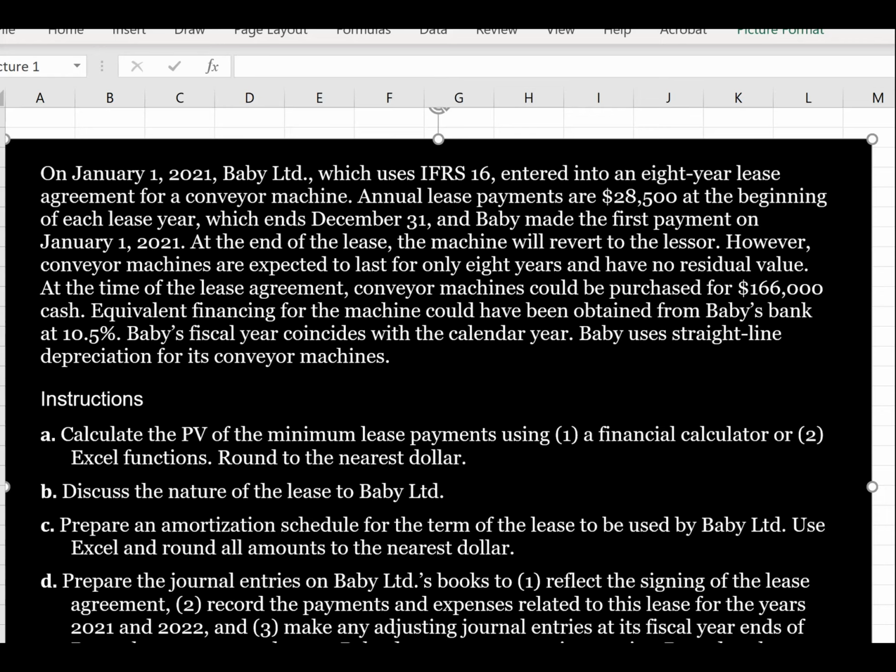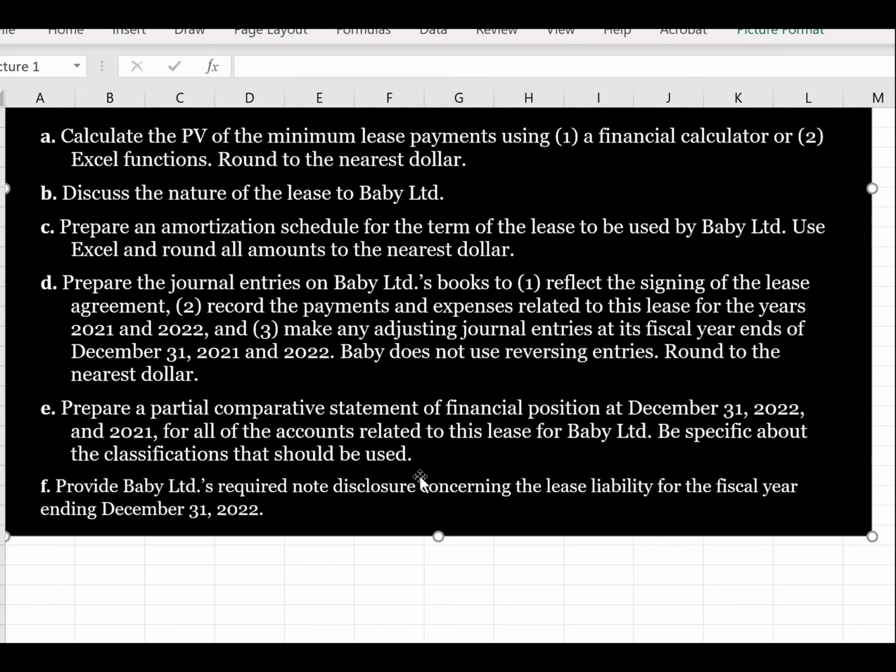So here we're told that this company follows IFRS 16, so we know that we're dealing with IFRS. The instructions ask us to first calculate the present value of the minimum lease payments. So let's take a look at that. Let's do the present value calculation.